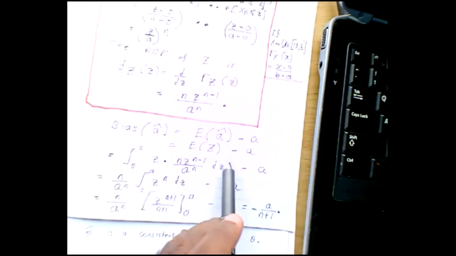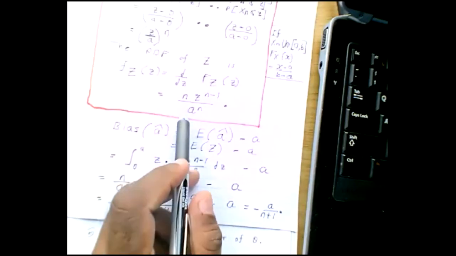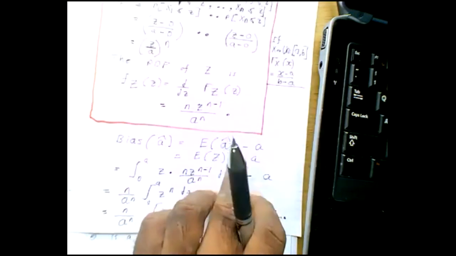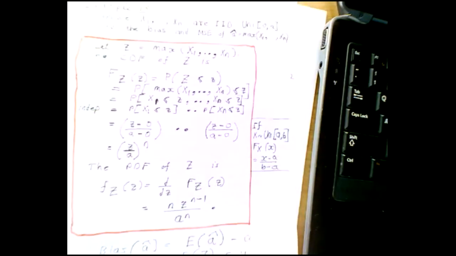So to do the first part of the question, which is the bias, you just need to work this out, right? To find the expectation, you just do the integration of z times the PDF, which is this, and this is a very simple integral. So you will get the answer to be minus a over n plus 1, right?